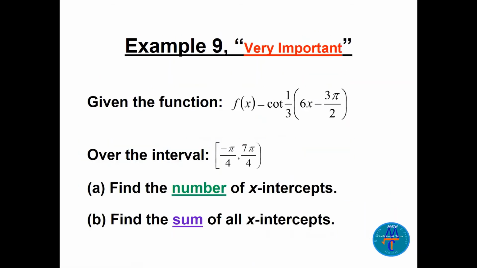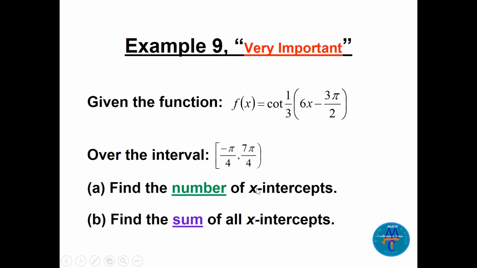Now another nice question here. F of x is equal to cotan of 1/3 of 6x minus 3 pi over 2, over this interval, closed, see here now we have closed, minus pi over 4 to open 7 pi over 4. We need the number of x-intercepts and then the sum of all x-intercepts. This can be a question. This can be another question.